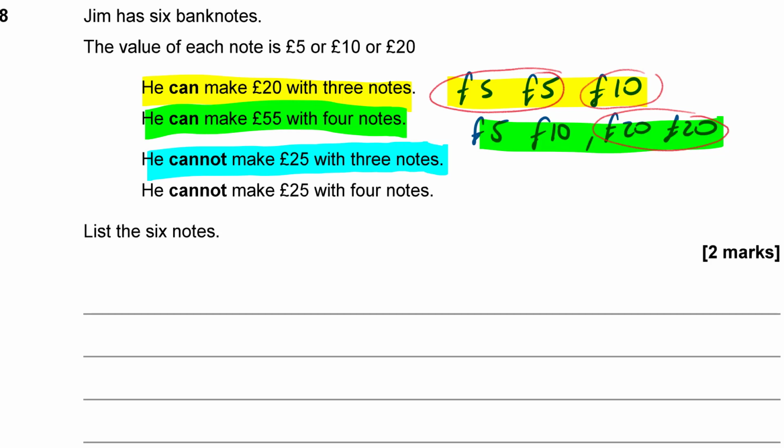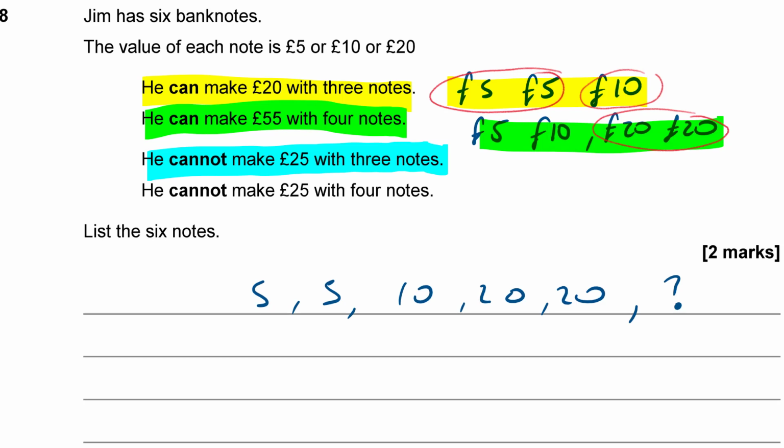So given that I've got two 5s, a 10, and two 20s plus one other note. Okay, so I've got a 5, a 10, a 20, a 20, and a mystery note. Now I can't make £25 with 3 of my notes.